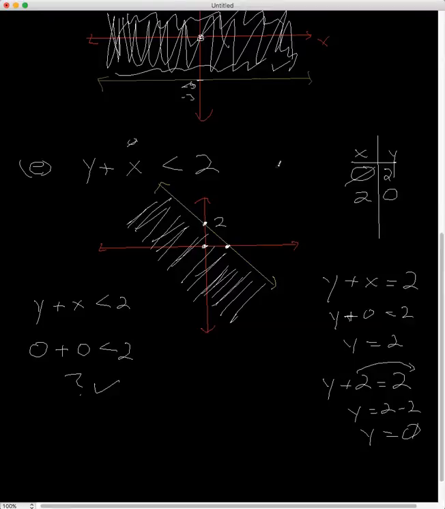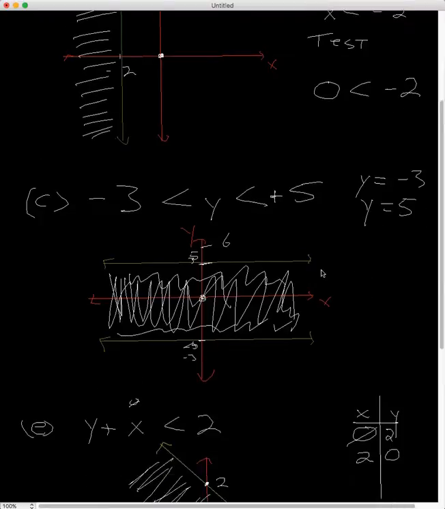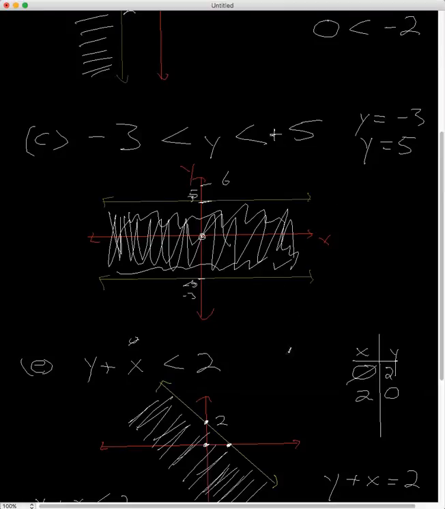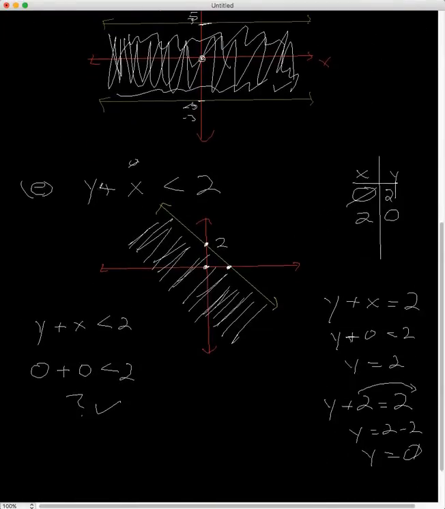And those are 3 different shadings that we have. For x is less than -2, you pick an x point to figure out which way to shade. The second one is between -3 and 5, and it's trapped in this area. And finally, we have a line which has an x and a y. We plot our 2 points, draw our line, and then do our test here.